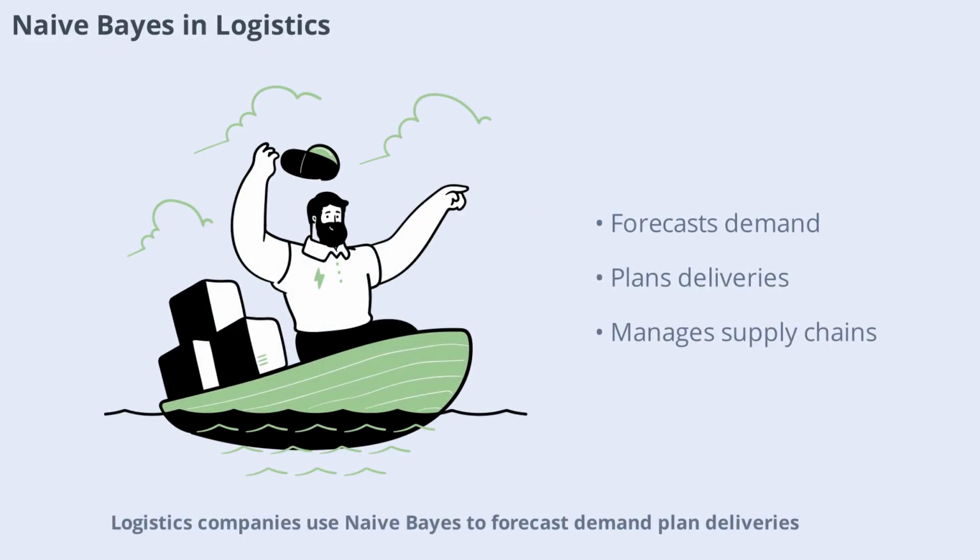Logistics companies use Naive Bayes to forecast demand, plan deliveries, and manage supply chains. By analyzing historical data, the algorithm helps optimize operations and reduce costs.